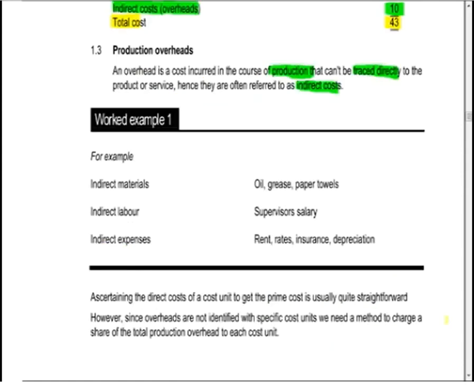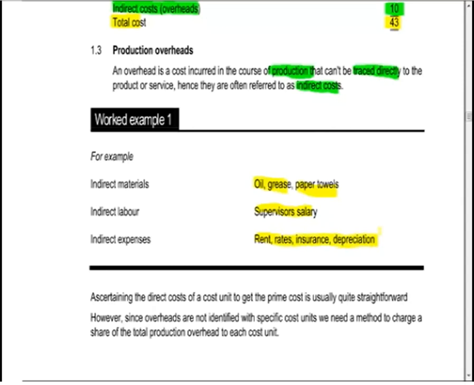Worked example 1 then just classifies some examples of the different indirect costs. So indirect materials then could be things like oil and grease for the machine or paper towels that are used on the production process. Indirect labour could be a supervisor, and the biggest category is usually the indirect expenses. So these will be all of the costs associated with running the factory, for example, rent, rates, insurance and depreciation.